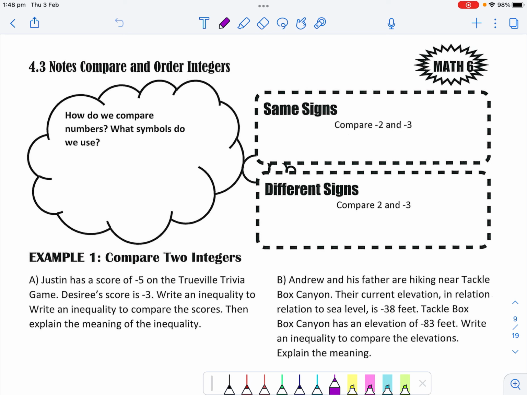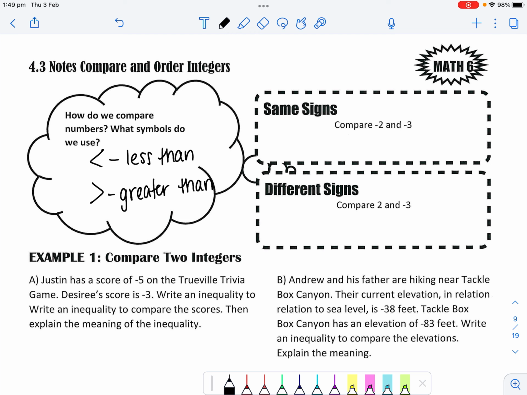Hey everyone, today we are going to be comparing and ordering integers. So the first thing I have here is this little cloud that says, how do we compare numbers? What symbols do we use? We are going to use two symbols. We are going to use less than and we are going to use greater than. Okay, and then just to remember that the opening is always towards the larger number.